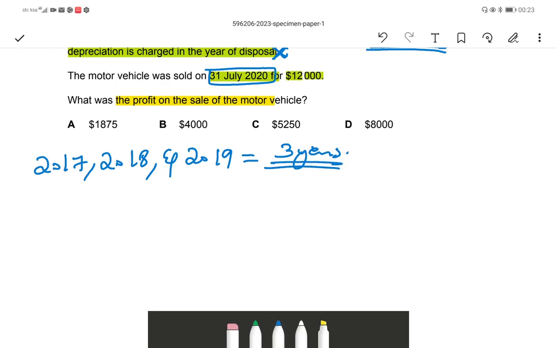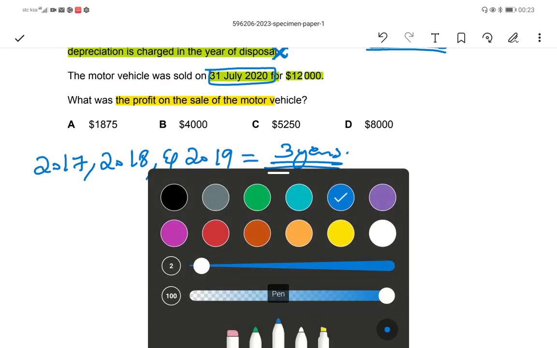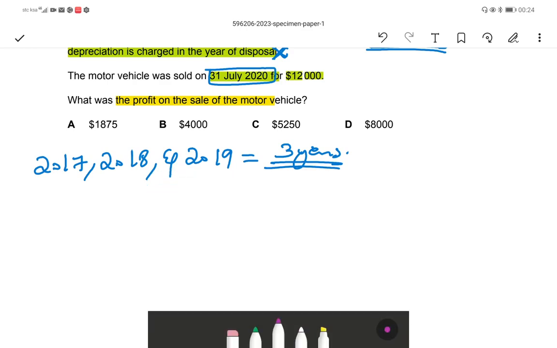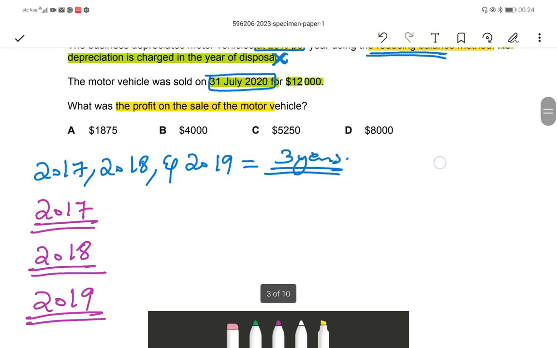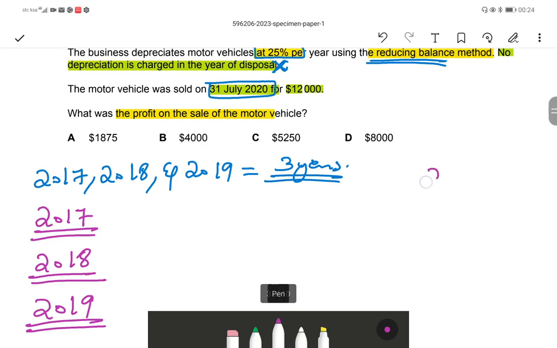Okay. So the first year, 2017, then 2018 and 2019. In 2017, 24,000 at 25% is the depreciation. So 24,000 multiplied by 25 over 100 is equal to 6,000.